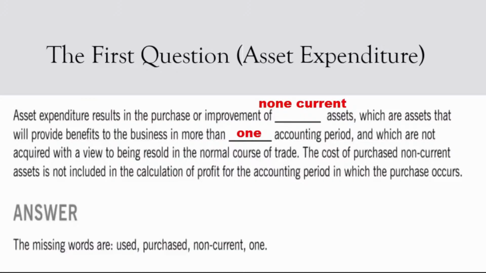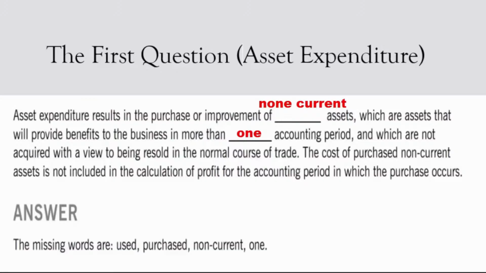These assets are different from inventory or goods that the business buys to sell to customers. For example, if you buy office desks, you'll keep and use them for many years. These are non-current assets. But if you're a furniture store, the desks you buy are inventory. They'll be sold to customers in the normal course of business.